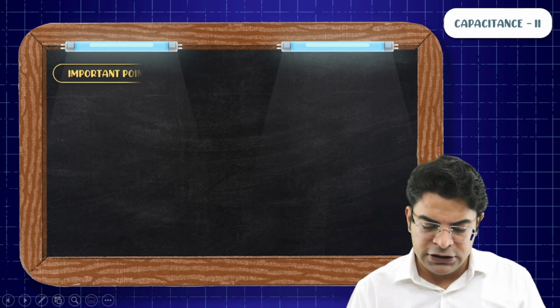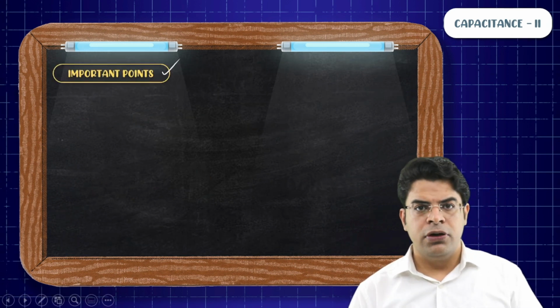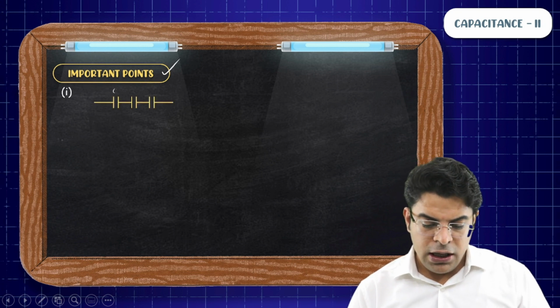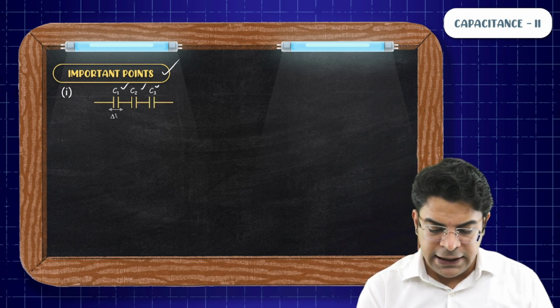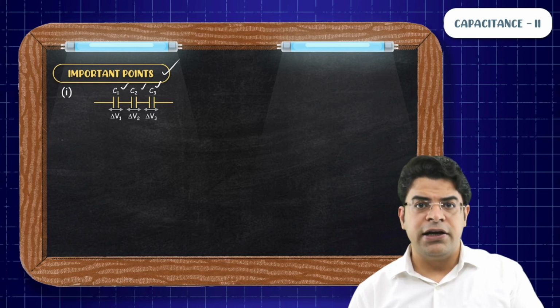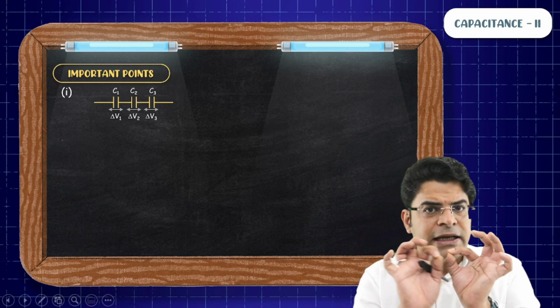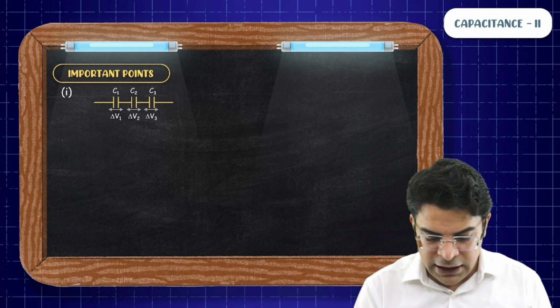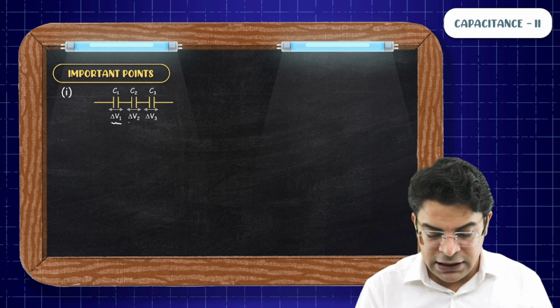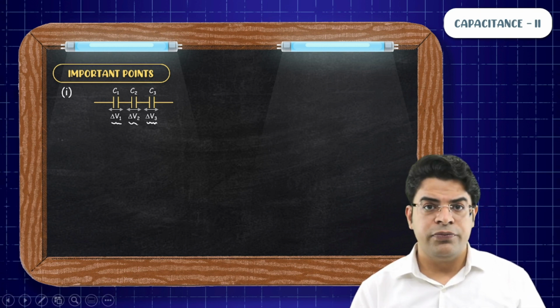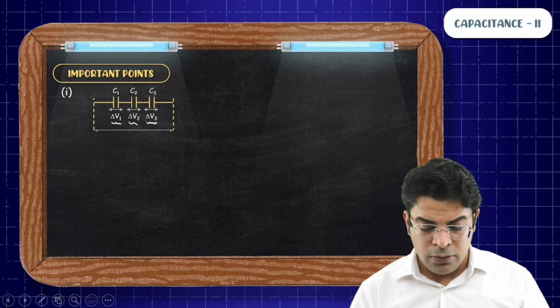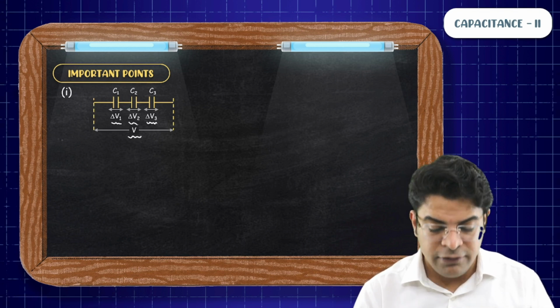So now let's talk about some important points. The first thing, if you have got these three capacitors C1, C2, C3 connected in series, we know that the same charge will flow through them. And let's say the potential drop across them is delta V1, delta V2, delta V3, and the potential drop across the entire system to be V.